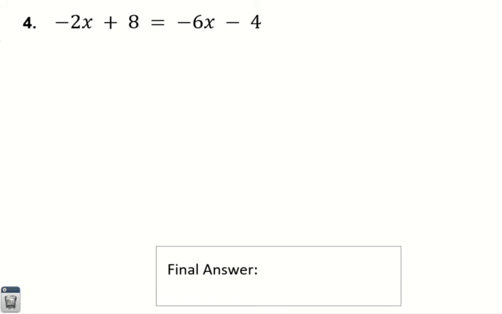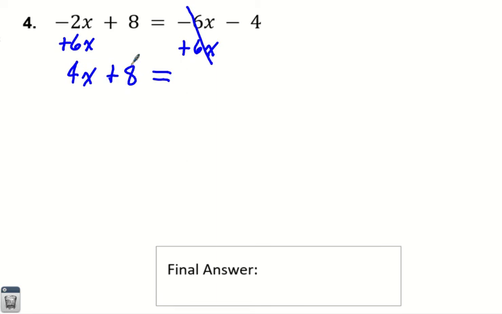Let's see what happens here. Looks like no matter what kind of person you are, you're probably going to do this. And the right side, what's negative 2x plus 6x? That's 4x.